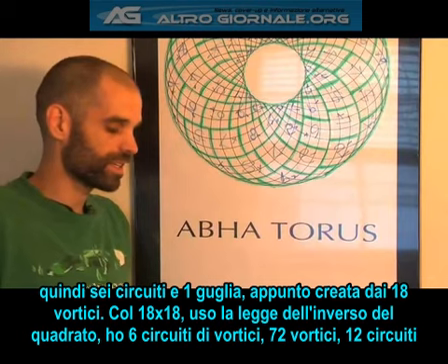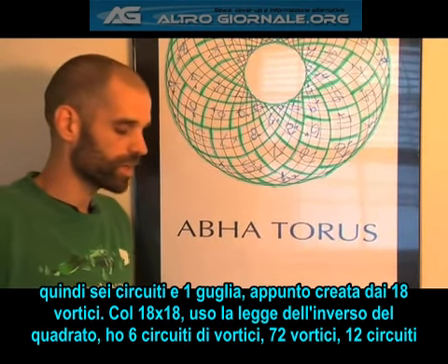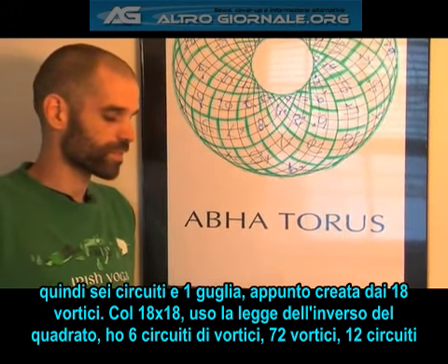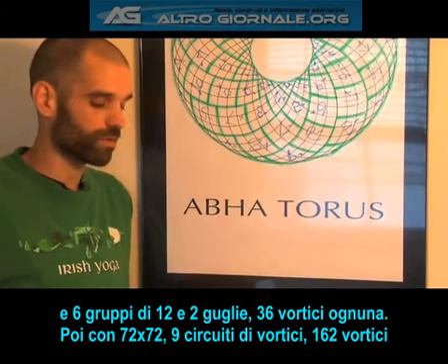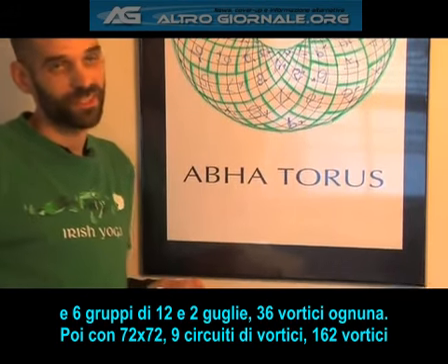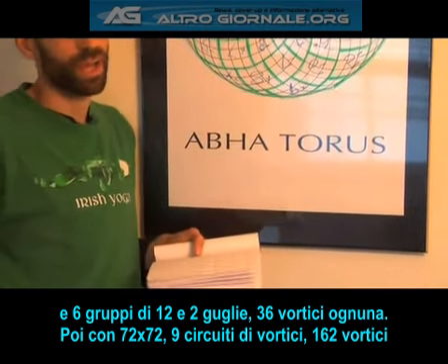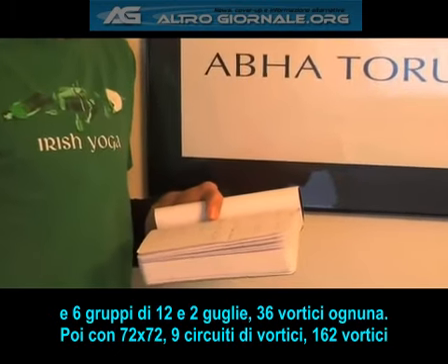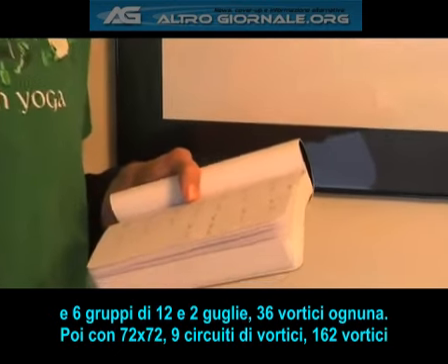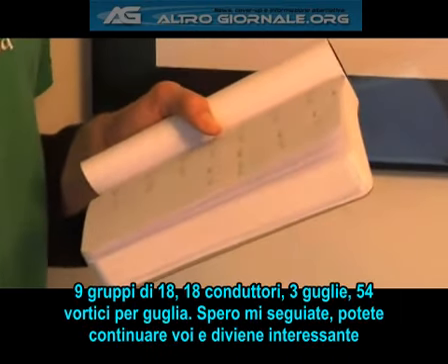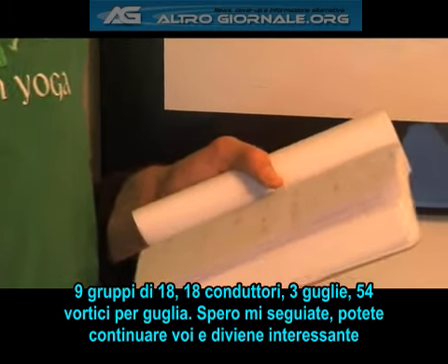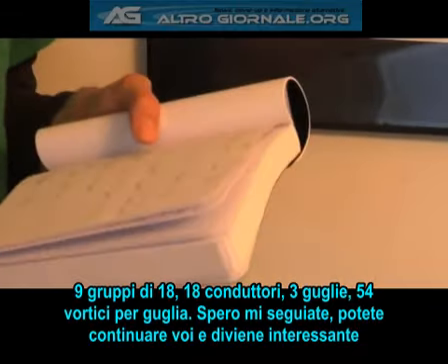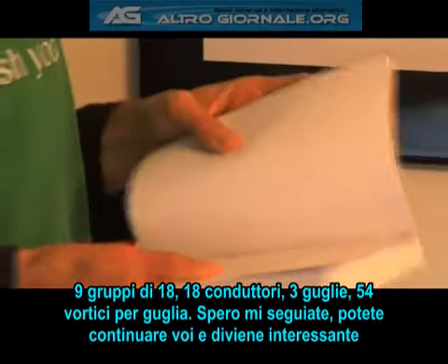For an 18 by 18, again following my inverse square law, I have 6 nested vortices circuits, 72 vortices, 12 circuits, and there are 6 groups of 12. And then I have 2 spires. So there are 36 vortices per spire, which makes 72 vortices. I'll just say 2 more. I got 27 by 27: 9 nested vortices circuits, 162 vortices. There are 9 groups of 18, 18 circuits, 18 conductors. That makes 3 spires with 54 vortices in each spire.